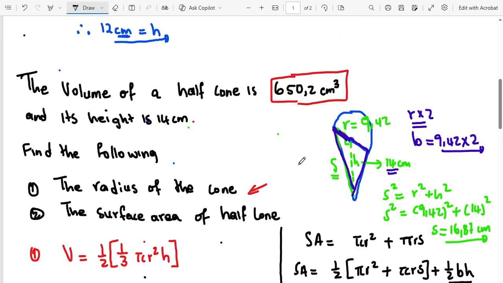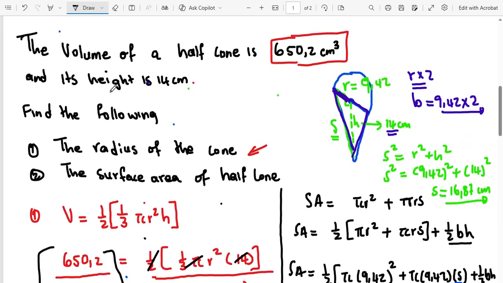Please make sure that you understand how to calculate the radius of the cone if you are given the volume of the half cone, and also the surface area of the half cone. Okay, and that's it for this lesson.